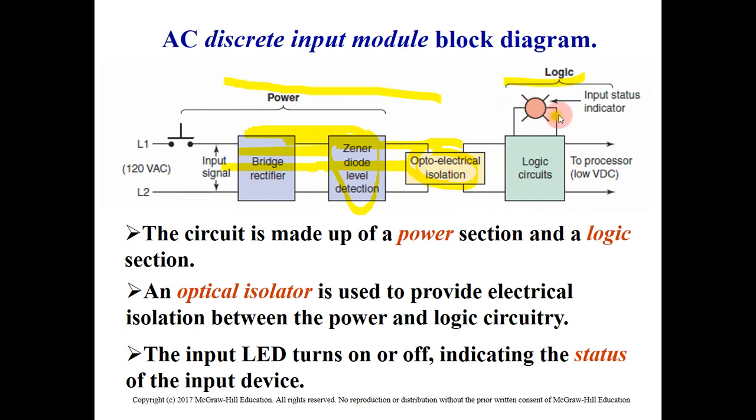And this indicator actually will indicate the status of the input. Is it on or off? As we mentioned before, sensor number 1 is on, sensor number 2 is off, and so on. Or switch number 1, switch number 2.